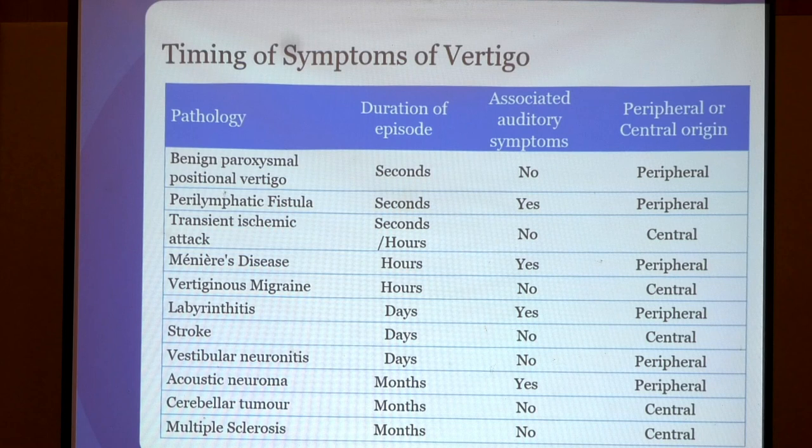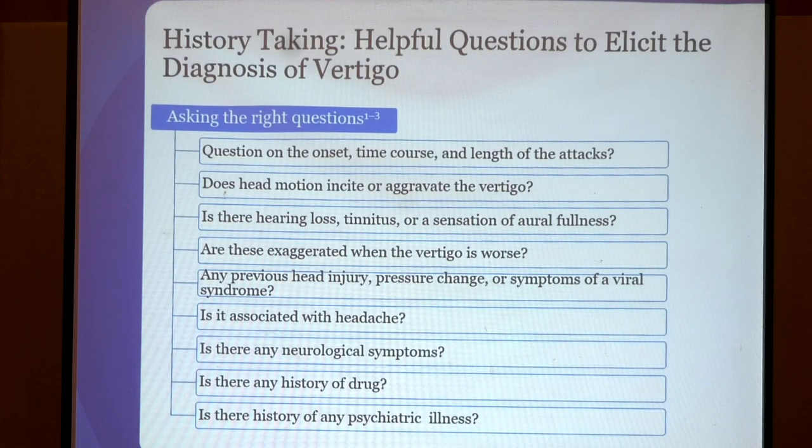Auditory associated symptoms would not be there, it's a central lesion. Multiple sclerosis, again months, no auditory symptoms, and it's a central lesion. So when we are diagnosing a patient in the OPD, it is very important to keep all this in mind. For vertigo, as I was taught earlier in my college days, history taking is the key. So you have to be very patient with the patient and take the history properly.